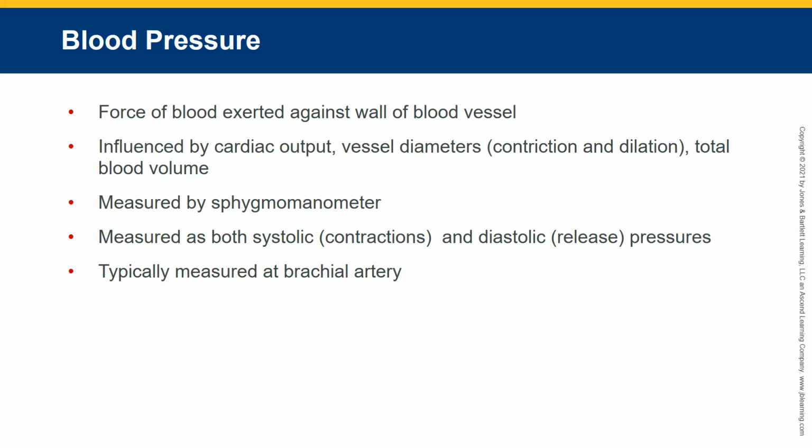A sphygmomanometer is designed to measure two things. When you get a blood pressure, you have the first number, and then there's a second number. So someone will say, your blood pressure is 123 over 75. The 123 is the top number. That's systolic. The systole, the contractions, it's measuring the contractions. The lower number is the release, the diastolic. And so we measure both systolic and diastolic pressures.